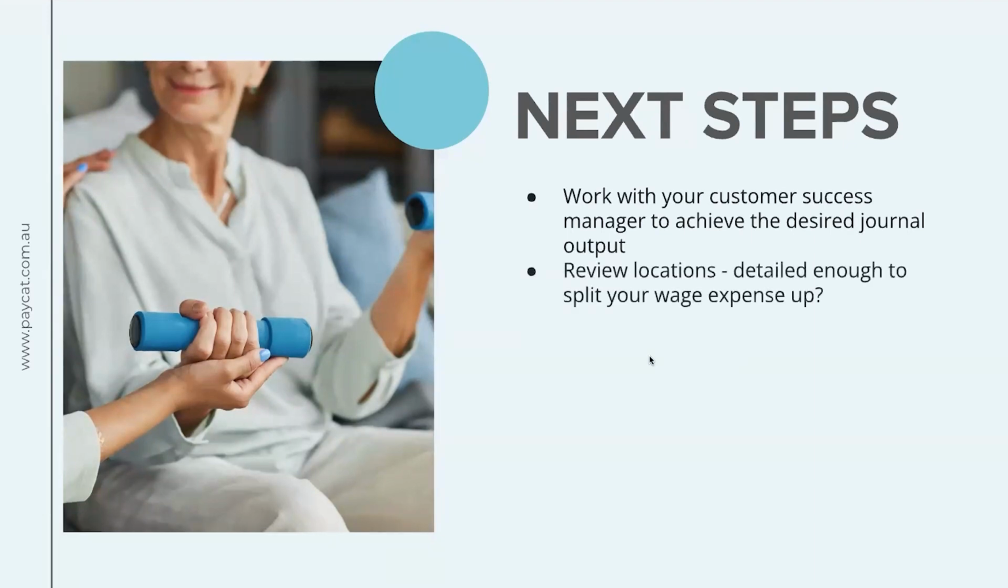Review locations. Locations matter in terms of how much or how little you want to report your wages, expense and super and things like that. So consider what your location structure needs to look like early on to suit the needs of your journal. If we need to, for example, report on different departments in different spots in your P&L, you might need to consider that your pay run needs to be broken up by department. So you use locations for that.